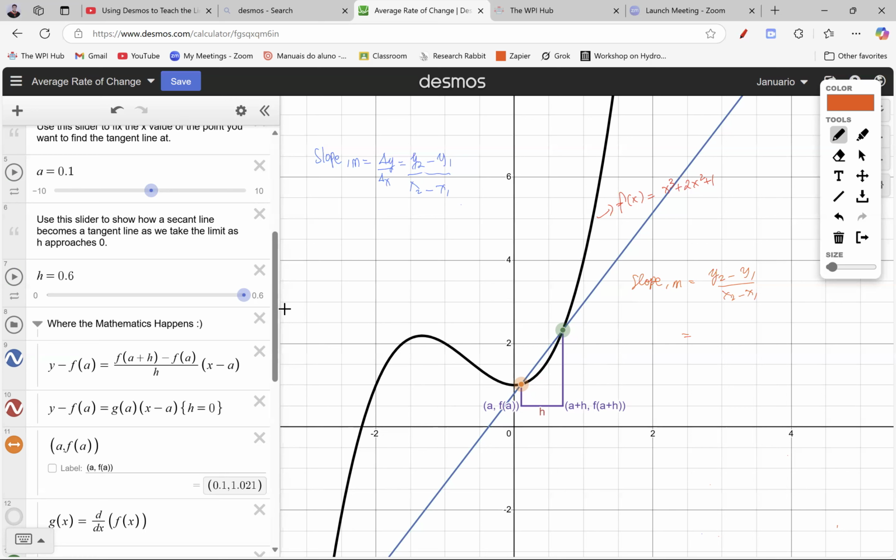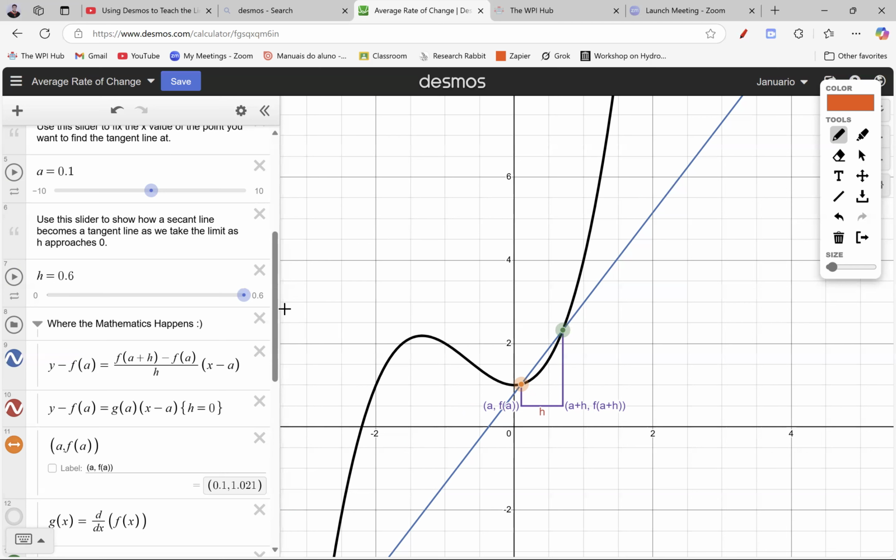Now, what is your y2 here? Let's suppose this is your point 1, this is point 2. What is your y2? F of A plus H. Yes, f of a plus h. This is your y2.